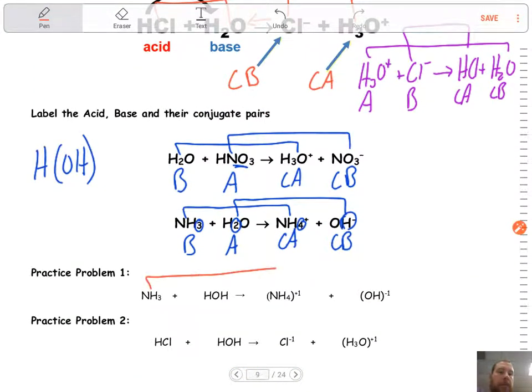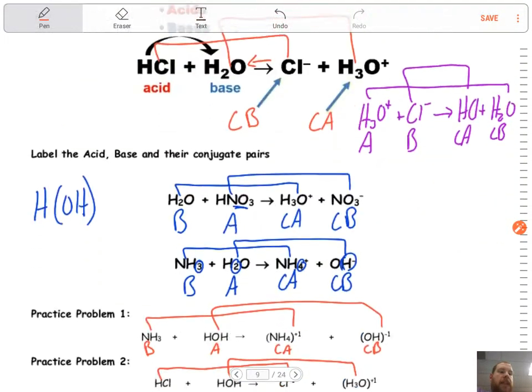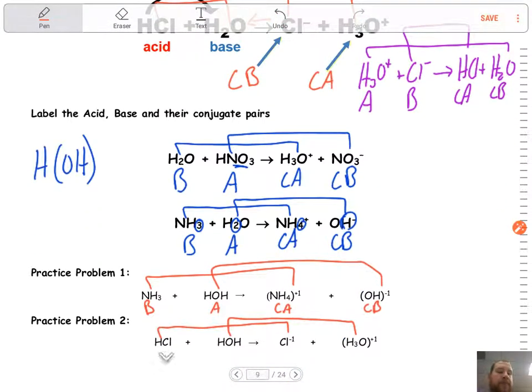So, pair them up. This is actually the same one we just did. Didn't even realize that. So, base, acid, conjugate base. Wow, I need to change that. All right, HCl can pair up here. Water is going to pair up there. I need to change some of these examples. I didn't even realize it.